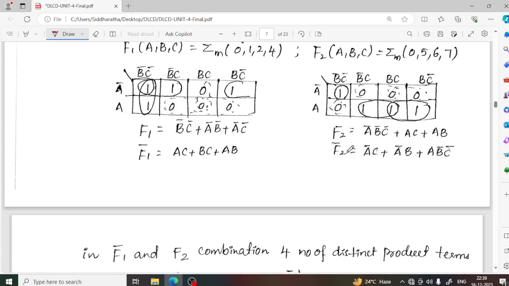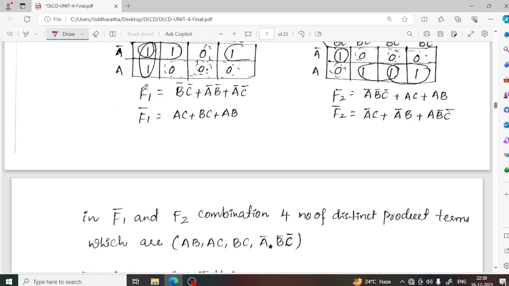Then what is the second step? We may consider F1 and F2, or F1 and F2 bar, F1 bar and F2, or F1 bar and F2 bar, right? We choose the combination in which we get fewer distinct product terms. You can clearly observe here F1 bar equals B bar C bar, A bar B bar, A bar C bar, and F2 equals A bar B bar C bar, AC, AB.